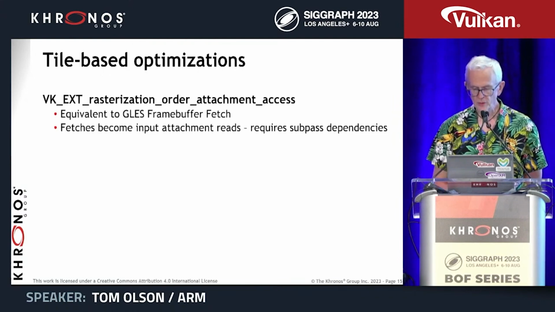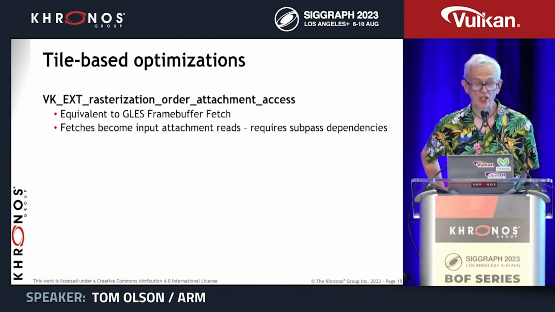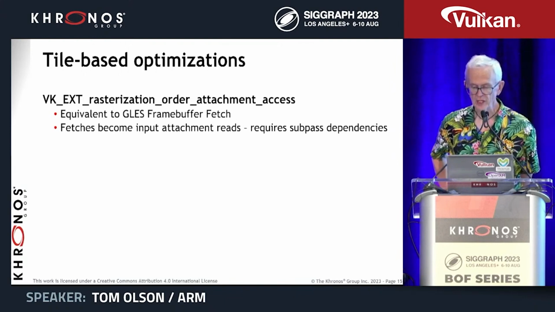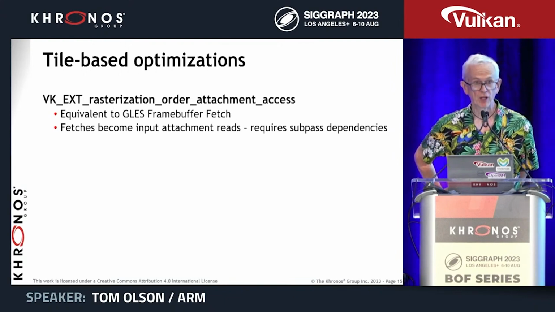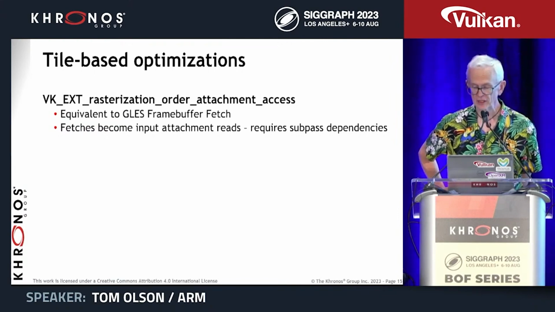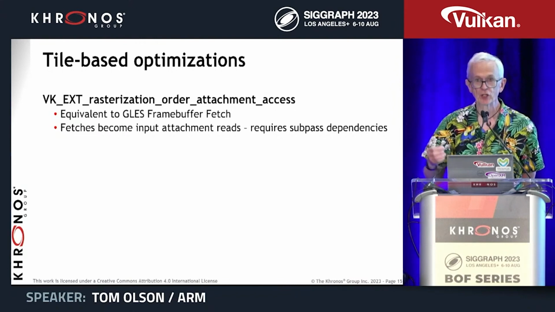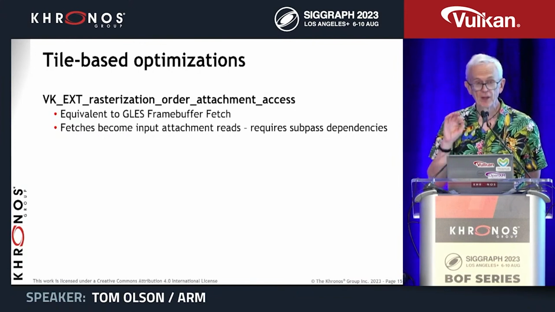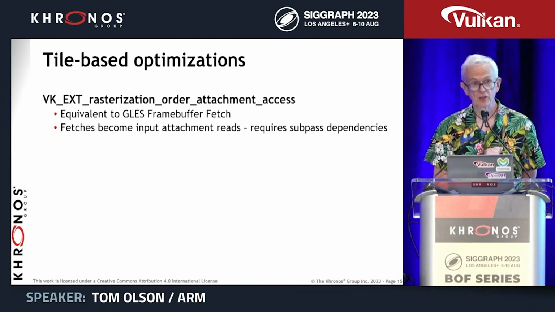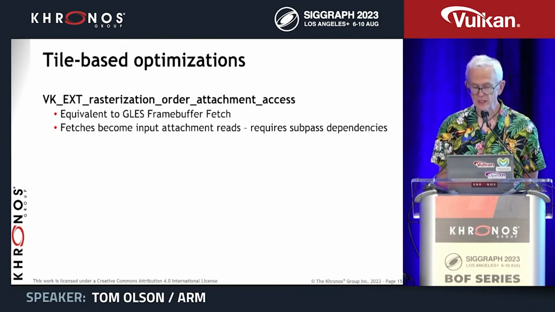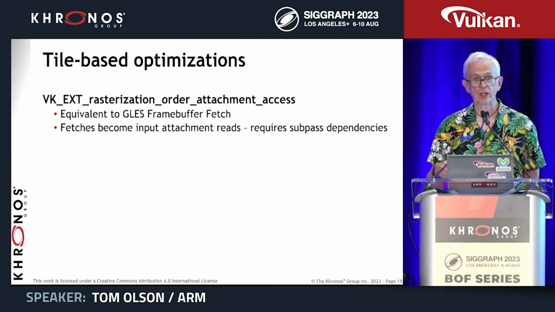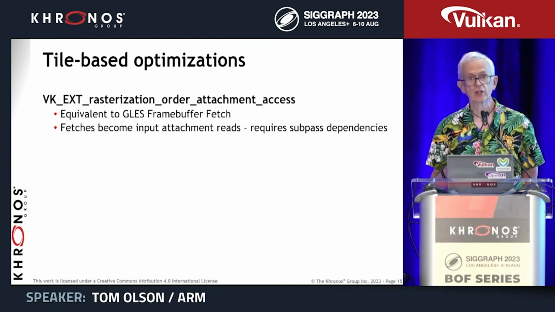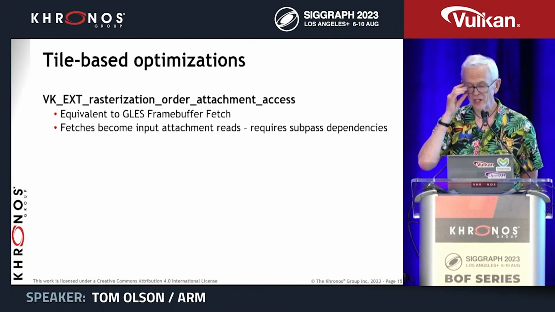So a year ago, we released an extension called Rasterization Order Attachment Access, which gives you the equivalent of GLES frame buffer fetch. It's basically comparable functionality, but significantly easier to use if you're willing to have your code actually admit that that's what it's trying to do. A problem with that extension is that it built on subpasses, which meant that you could not use it with dynamic rendering, which is our latest preferred formulation for writing render loops.